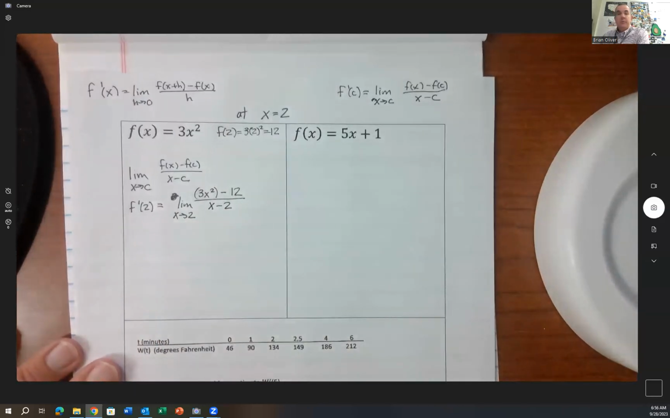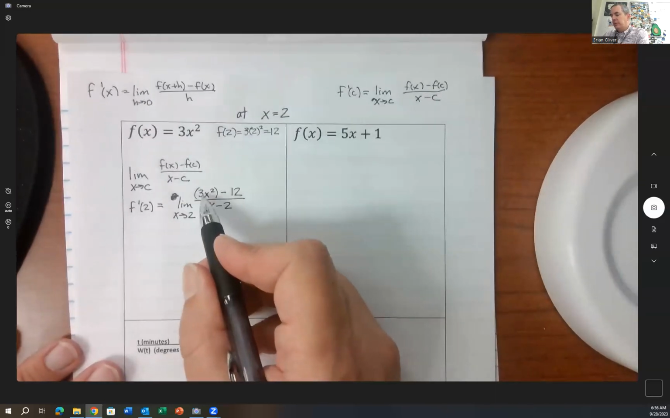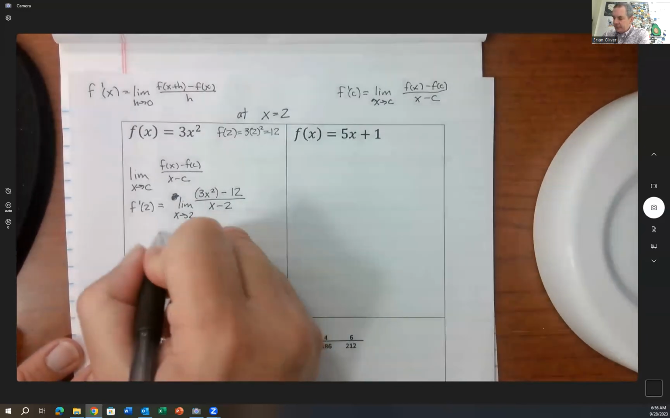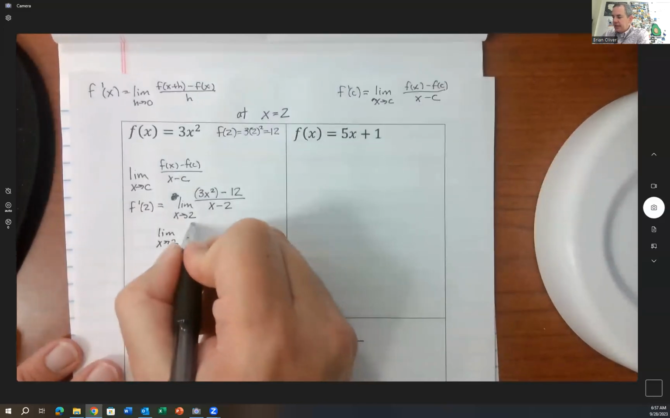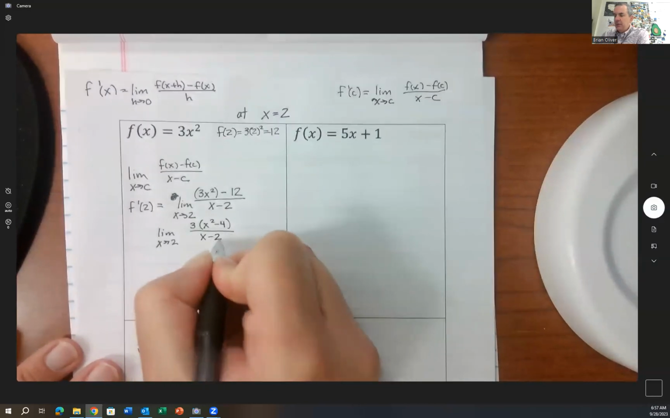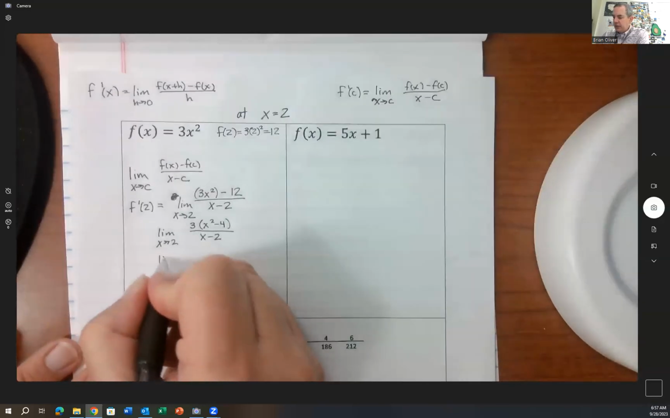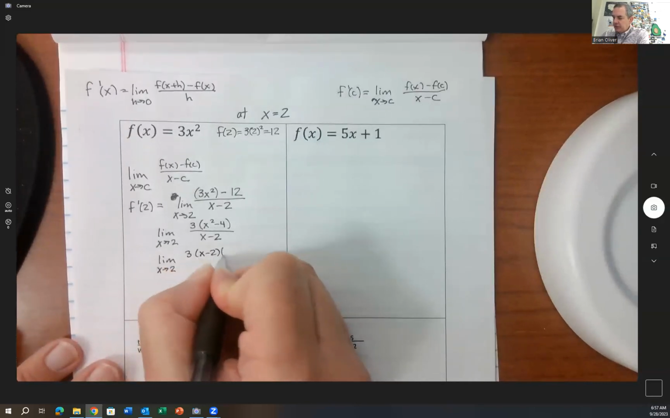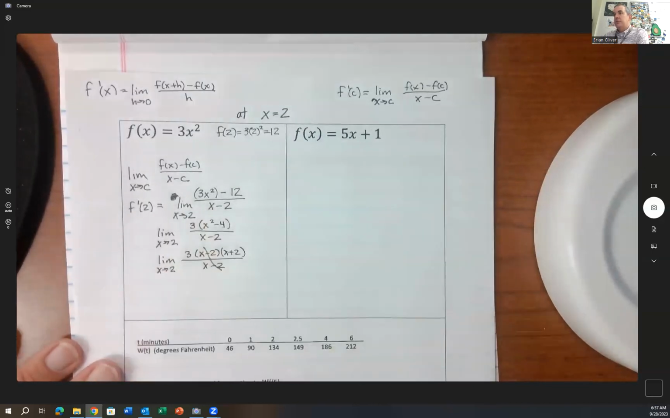Now, the first order of business is always to plug in the number and see what happens. When you plug in that 2, 2 squared is 4, 3 times 4 is 12, 12 minus 12 is 0, so 0 over 0. This tells me I have to do some factoring. The GCF up top is 3. It becomes x squared minus 4 over x minus 2. That doesn't help me because it's still 0 over 0, but I notice I can factor that numerator. It's the difference of squares. It becomes 3 times x minus 2 times x plus 2 all over x minus 2. Those x minus 2's cancel out.